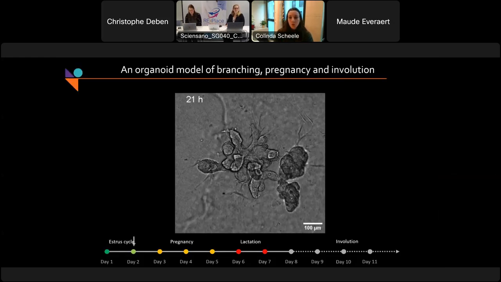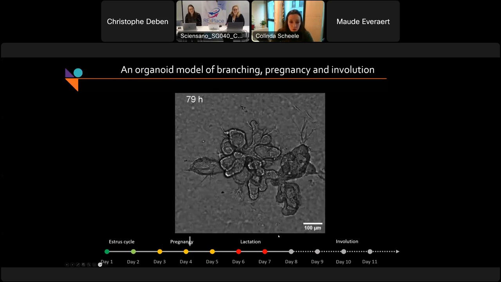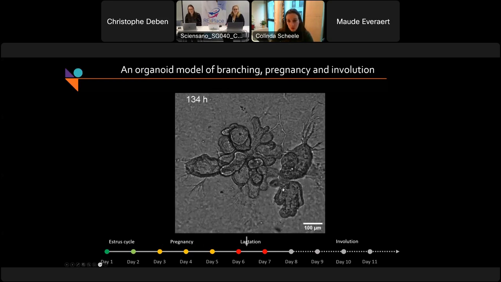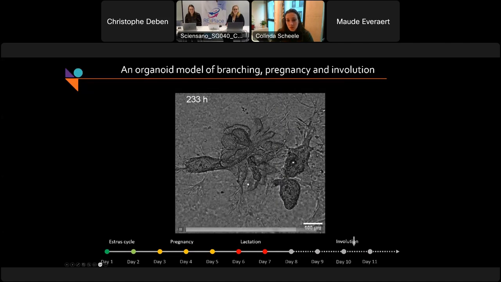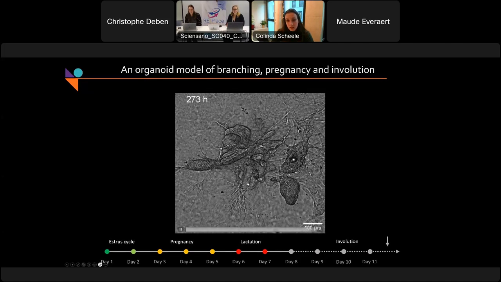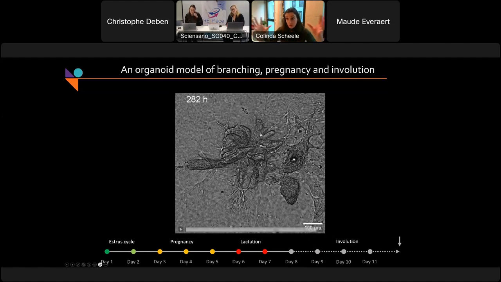Here's just a movie to show you how this looks. So we give the pregnancy hormones, the gland starts to lactate. It's just a white field, so we can't see what is actually happening. And then we involute again, so the gland regresses again to the normal state.